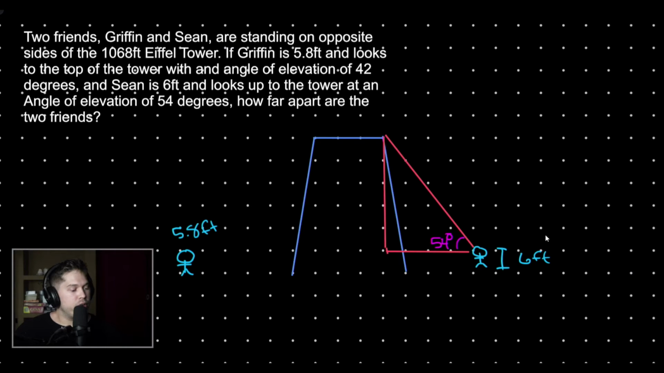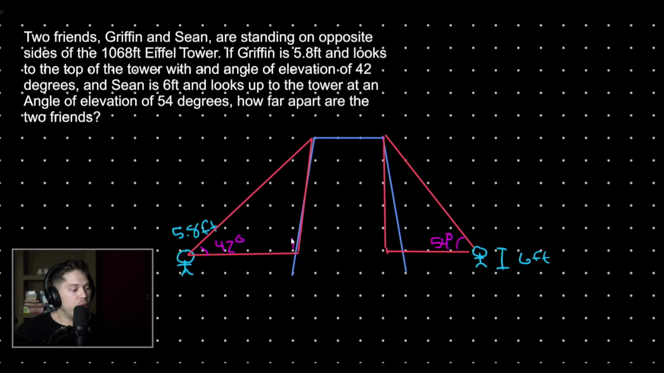And we're told that Griffin is looking up at a separate angle of elevation, and his angle of elevation is 42 degrees. So again, it's really important to draw these pictures correctly, so read carefully and label properly.